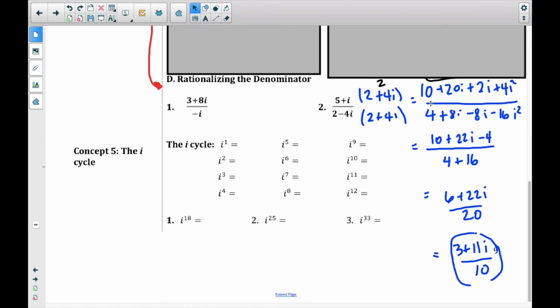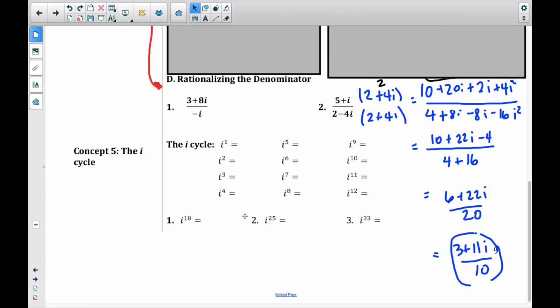Okay, when you multiplied it out, you should have simplified it down to 10 plus 22i minus 4 over 4 plus 16, because 4i squared is negative 4 and negative 16i squared is positive 16. We then need to combine our like terms, and we get down to 6 plus 22i all over 20.